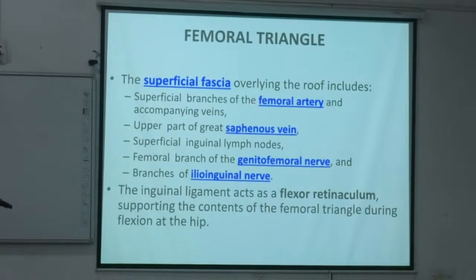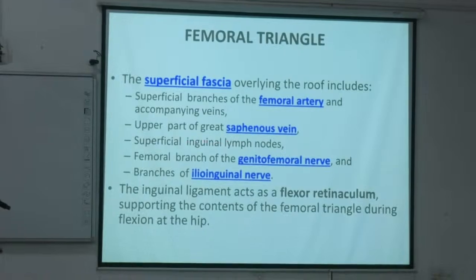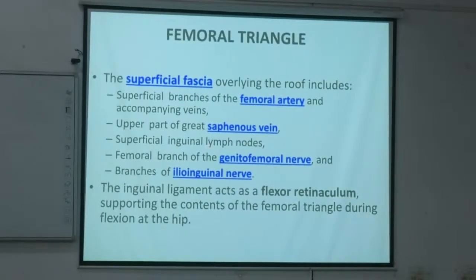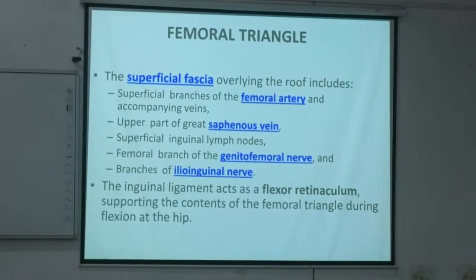All these are included: upper part of the great saphenous vein, superficial inguinal lymph nodes, femoral branch of the genitofemoral nerve and branches of the ilioinguinal nerve. These are included within the superficial fossa over the roof of the femoral triangle.